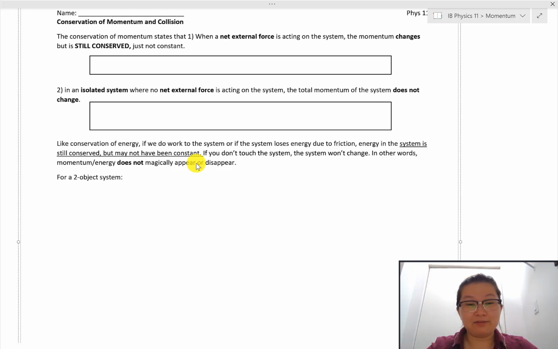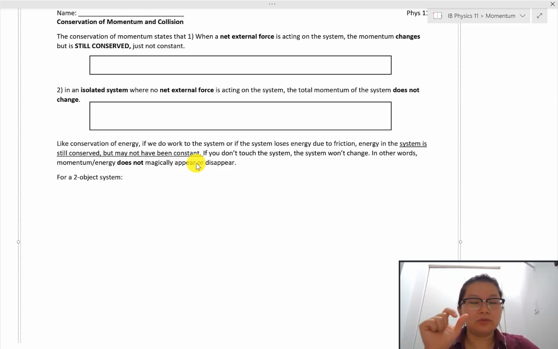And again, I have to emphasize, just like conservation of energy, a lot of textbooks and online resources will tend to get the definition wrong. It's a very small subtlety. They will tend to mix up the word conserved with the word constant. So I will talk about why that is right now.